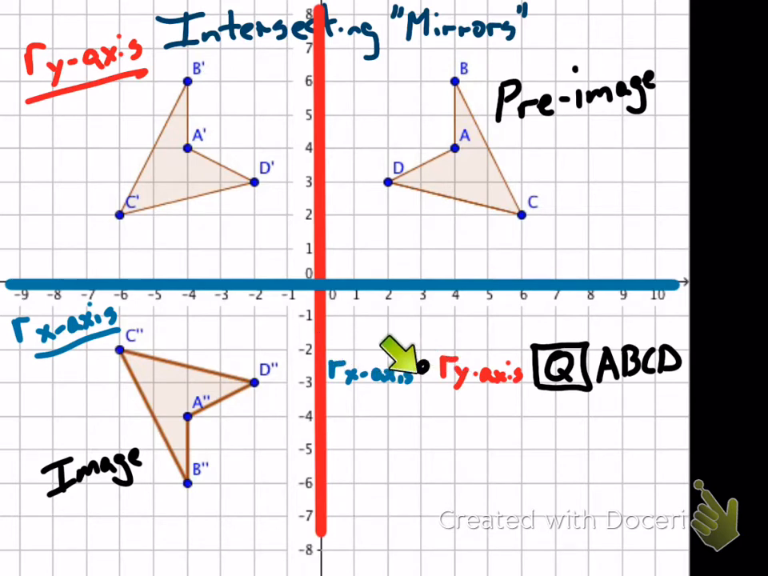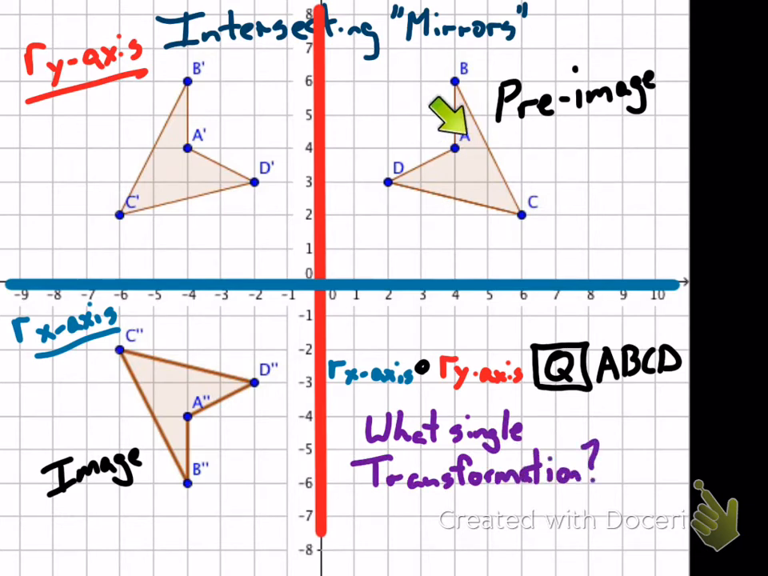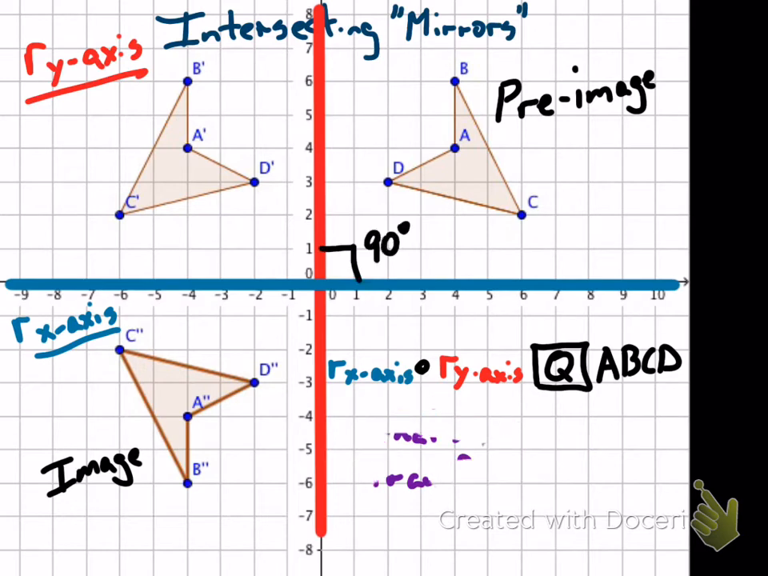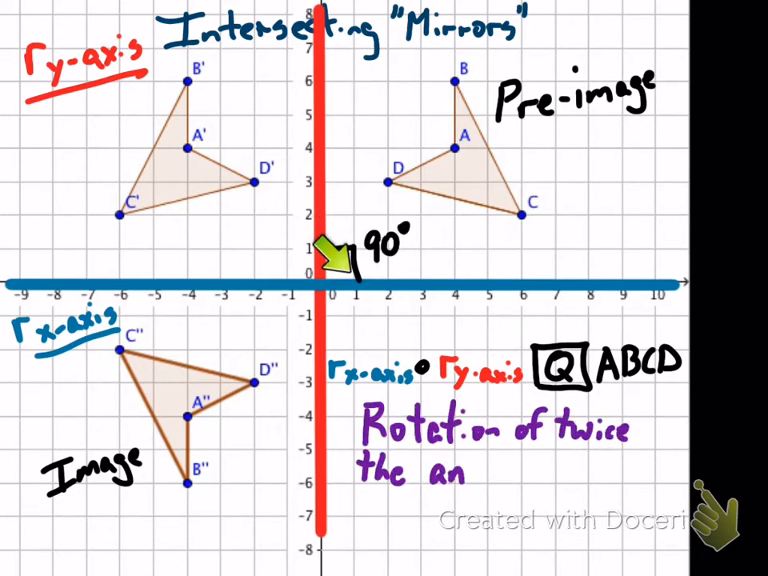This is a composite transformation. That's what the little circle means. And we have a reflection over the y-axis done first, and then a reflection over the x-axis. So what single transformation maps us from the pre-image here down here? Well, we know that this angle measure is 90 degrees, right? This is a right angle, so if it's 90 degrees, all of a sudden, if you look, this is a rotation of 180 degrees. So if you're using a tablet to watch this video, you could just turn your tablet upside down and you'll see that this is actually a rotation of 180 degrees.